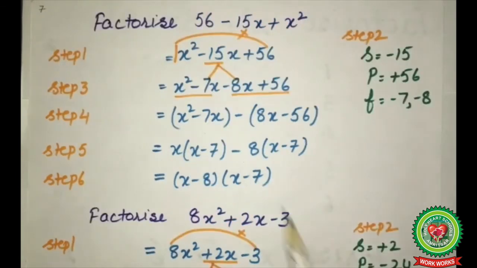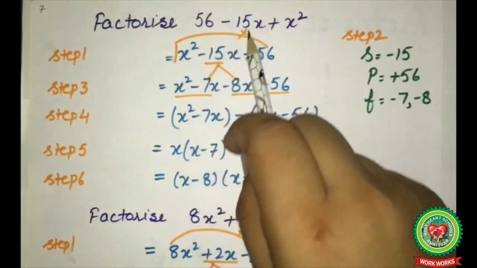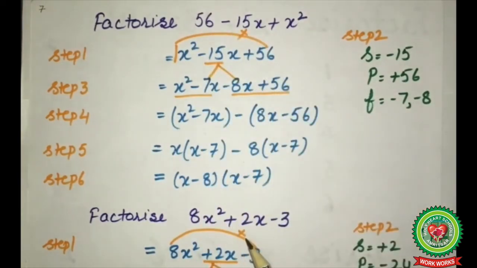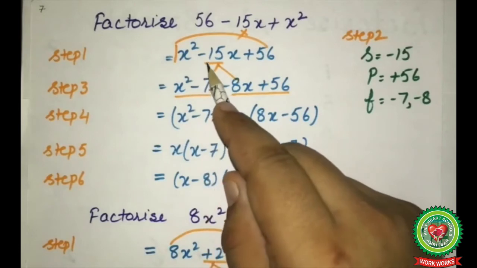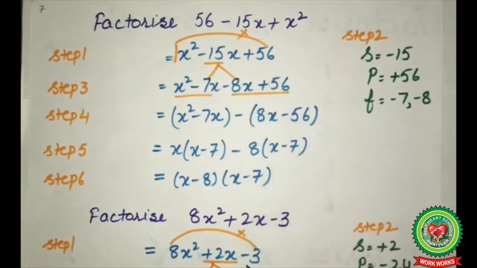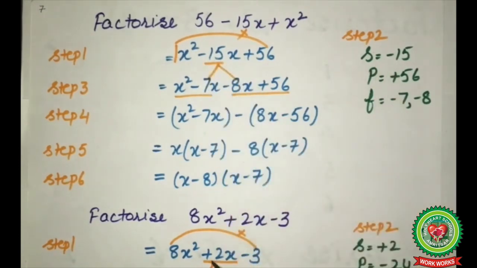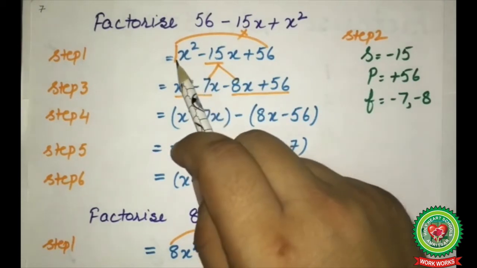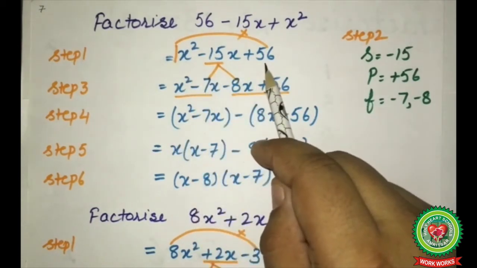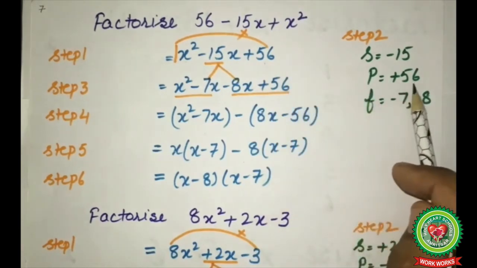The next example is factorize 56 minus 15x plus x square. Now students, here the first step will be that we have to arrange the terms in the descending order of their degrees. So on arranging, we get x square minus 15x plus 56. So now the next step is that we need to identify the sum and product. Now the sum will be minus 15, that is the coefficient of x, and the product will be the product of coefficient of x square and the constant term, which will give the product as plus 56.